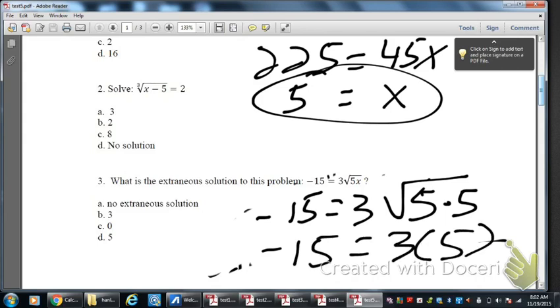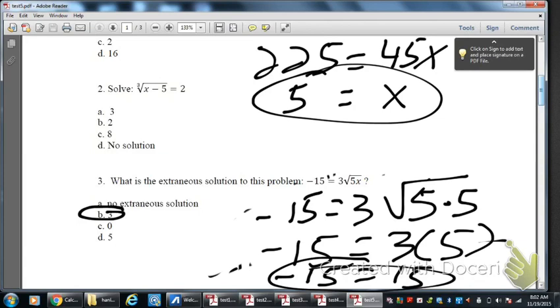It does not work. You see that? Because I would get negative 15 equals 15, which doesn't make any sense. So the extraneous solution is 5. Okay? So just make sure to check your answer when you're done. That's it.